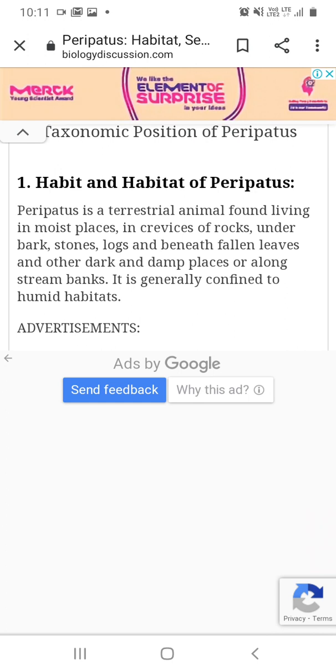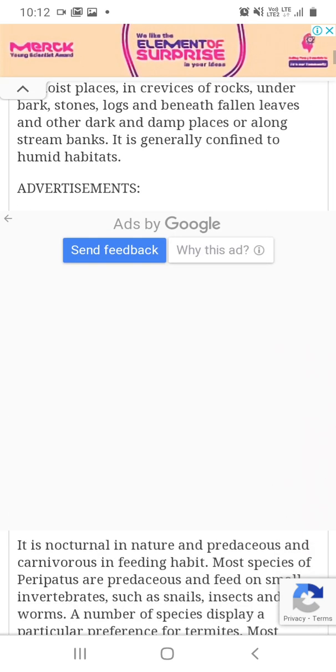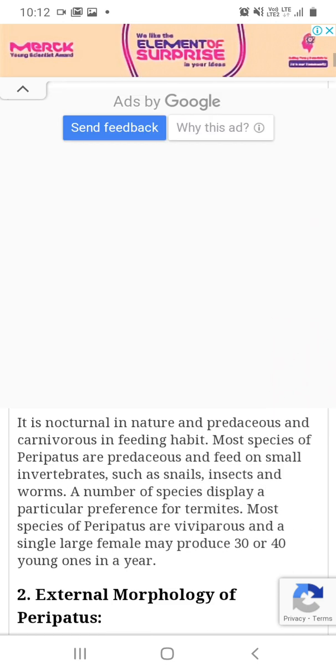Peripatus is a terrestrial animal. It is found living in moist places, in crevices of rocks, under bark, stones, logs, beneath fallen leaves, and other dark and damp places, or even along the stream bank. It is generally confined to humid habitats.